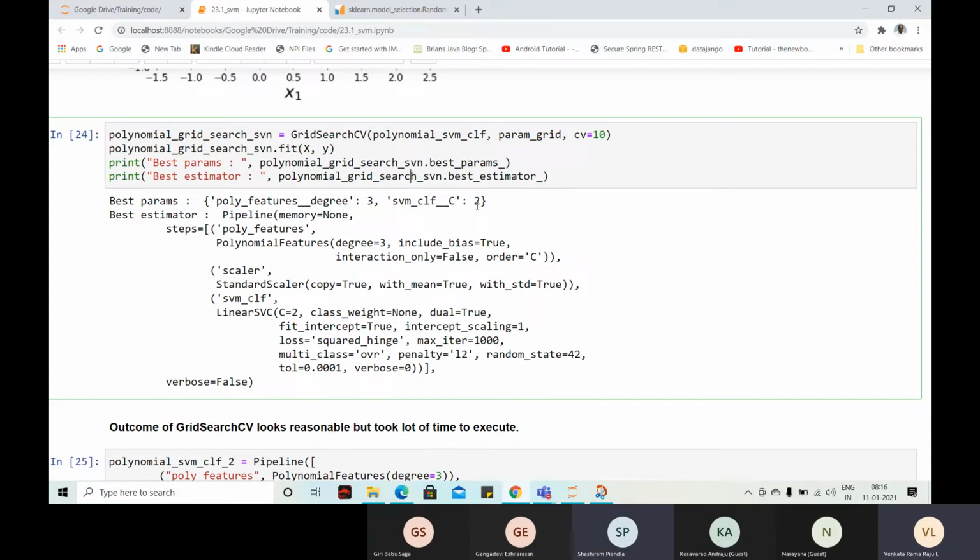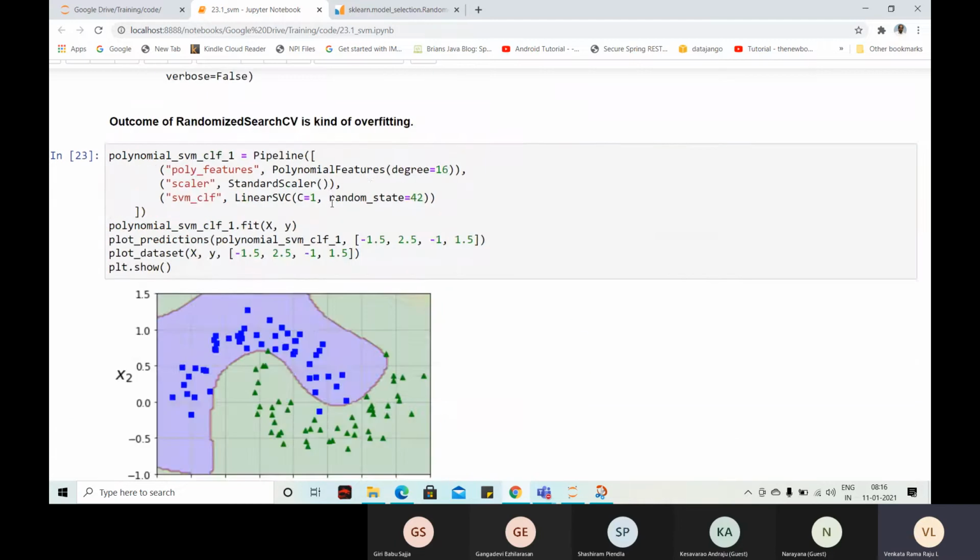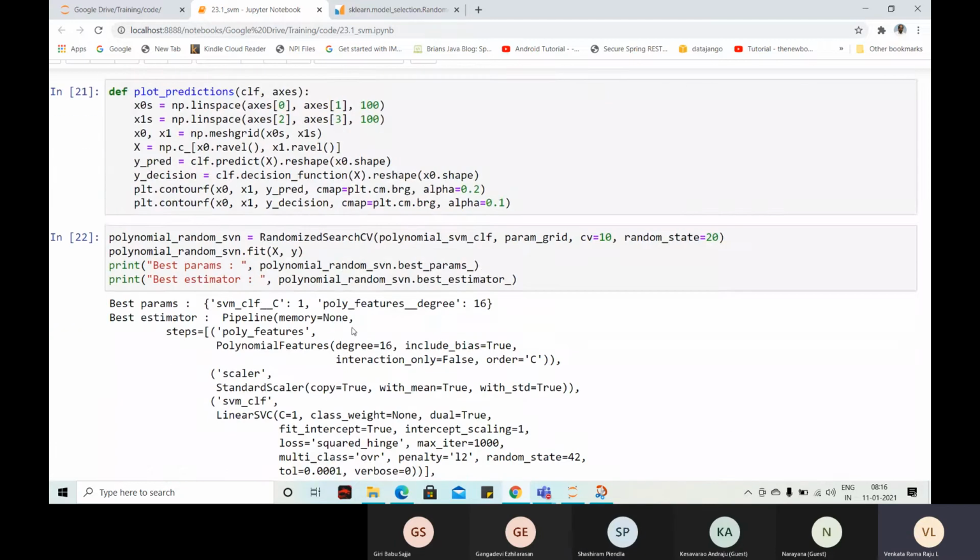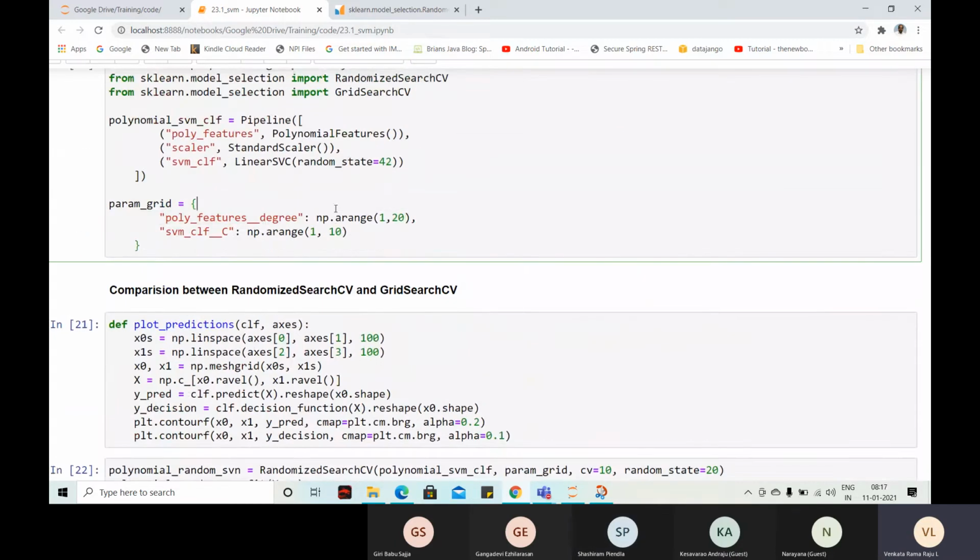Okay. Variation is going to be less. Whether you use grid sets or randomized sets, the finding is not going to be that different if you already know the ranges. Anyway, you are searching in the close range, right? So here the range was very high, right? From 1 to 20 I gave, and 1 to 10. This may not be that big, but this is a very big range, right?